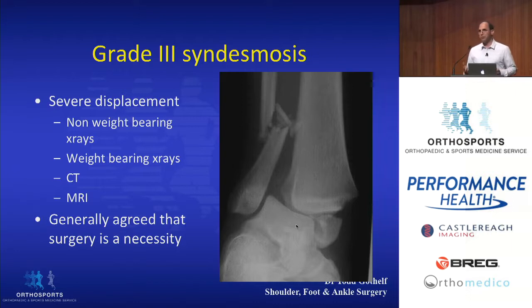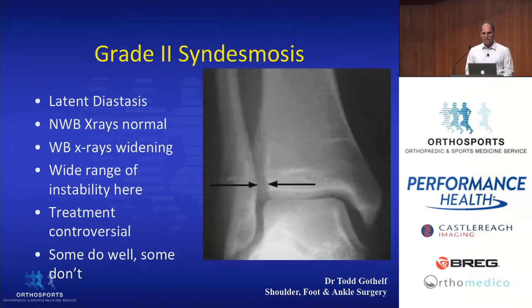So it's generally agreed that we operate on these. We want to realign the joint and make the joint more anatomic. In the grade 2s, this is really the controversial area in syndesmosis injuries. So with these, you have what we call latent diastasis.